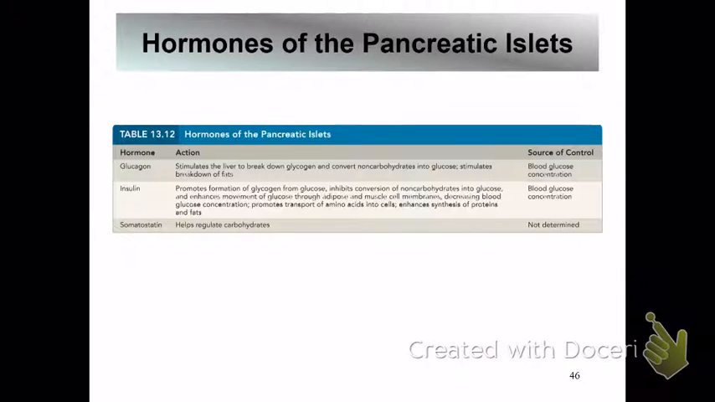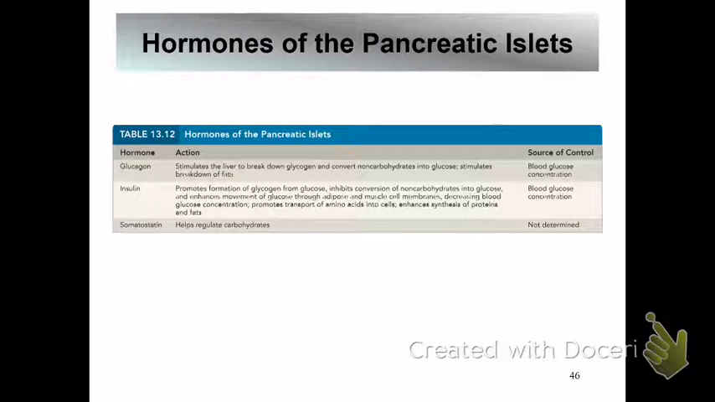Insulin lowers blood glucose. Insulin is like a key, and it attaches to a liver cell and says absorb sugar. Open up the floodgates, bring the sugar in, get the sugar out of the blood. So insulin lowers blood sugar, while glucagon tells the liver to release sugar, increasing blood glucose.